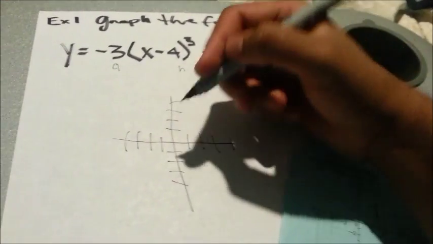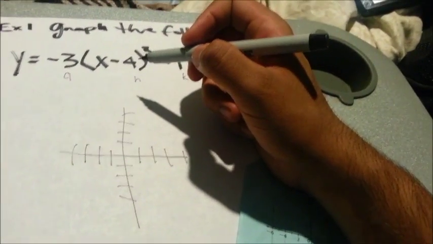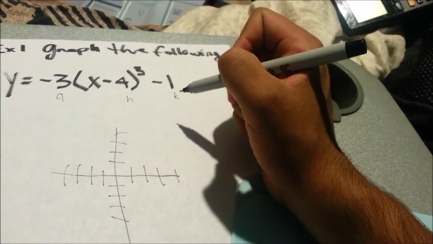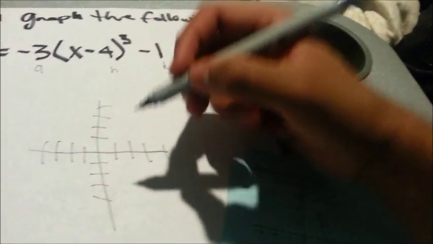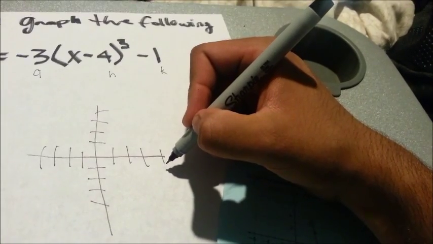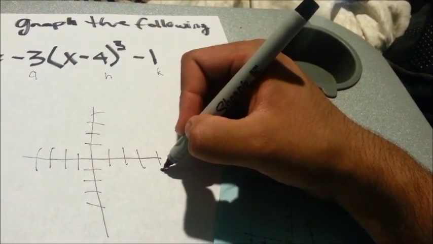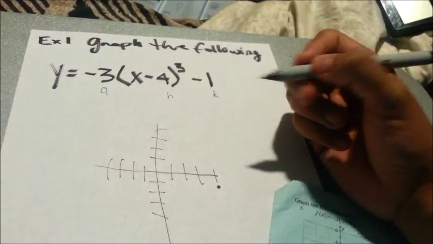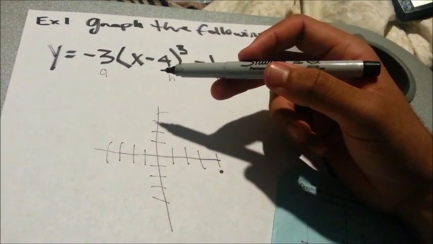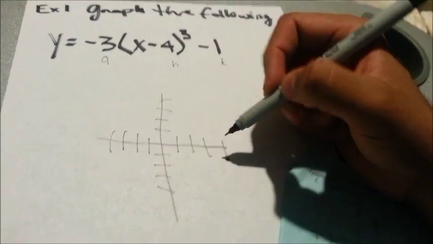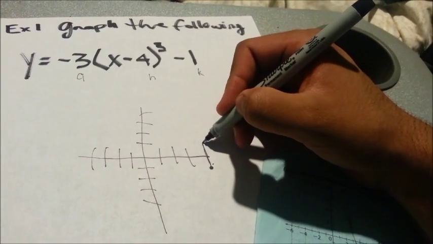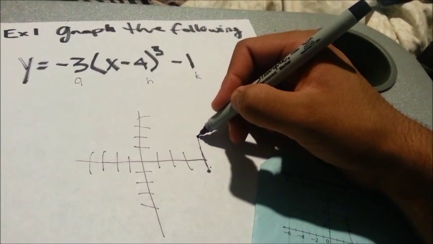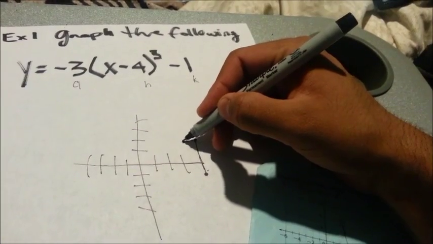Okay, so this HK tells you where its vertex is. So this is going to be a positive 4 and a negative 1, so approximately here. And now this A tells you that there's a vertical stretch of 3. So we're going to go up 3. So 1, 2, 3. We're going to go this way 1.